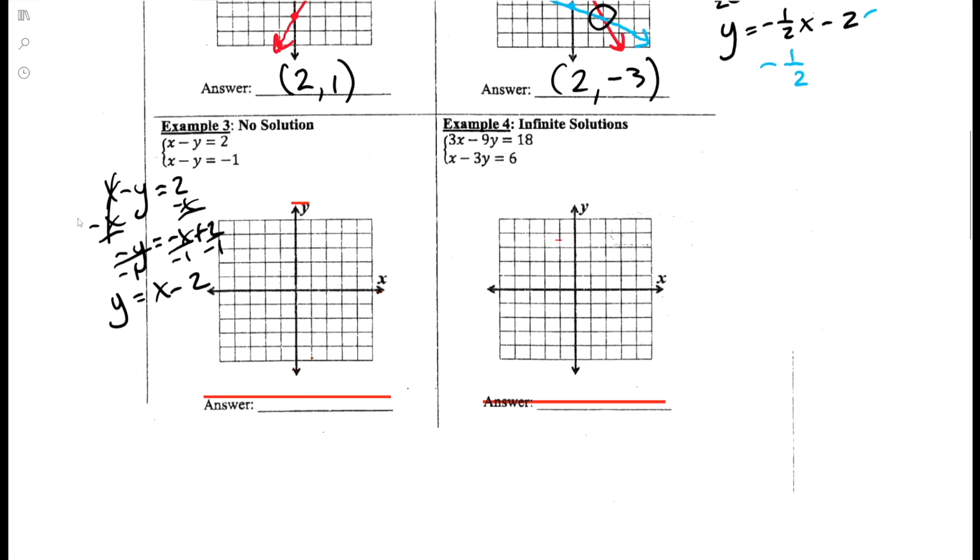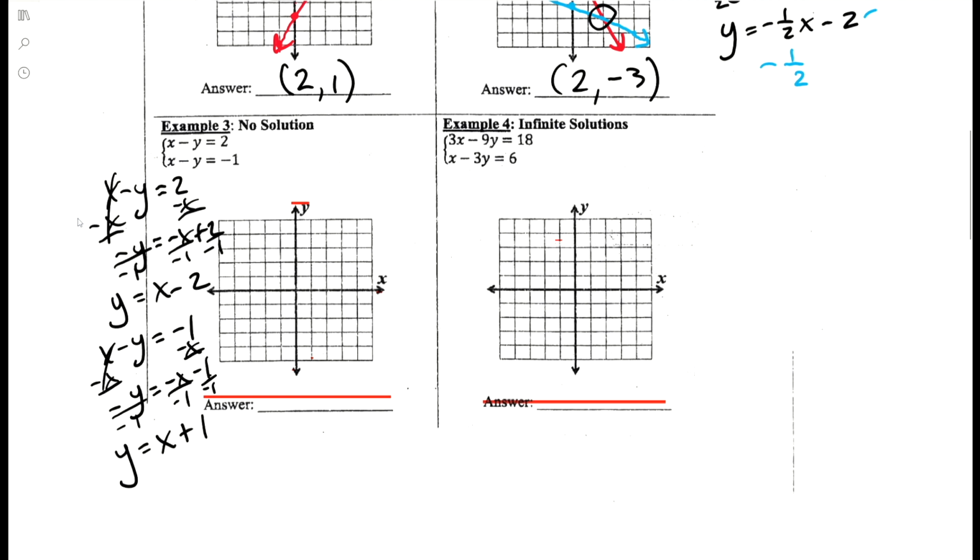There's the first line. The second line starts x minus y equals negative 1. Take away x. Negative y is negative x minus 1. And divide by negative 1. They have the same solution steps. This is a big giant clue that they are parallel. And then it's plus 1.